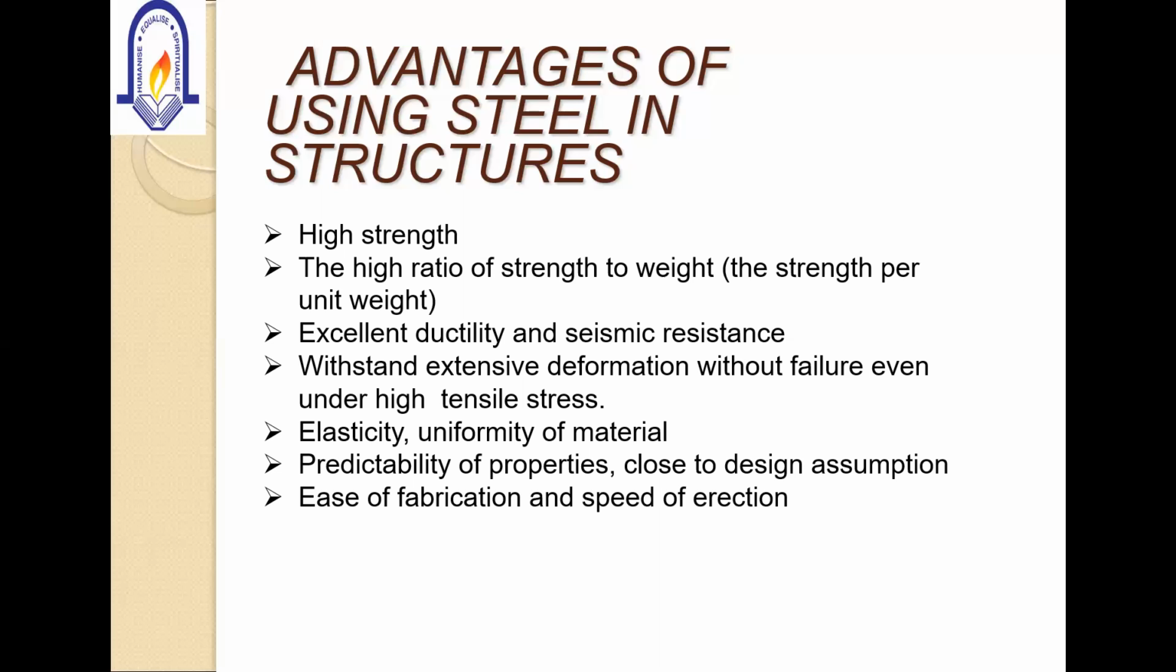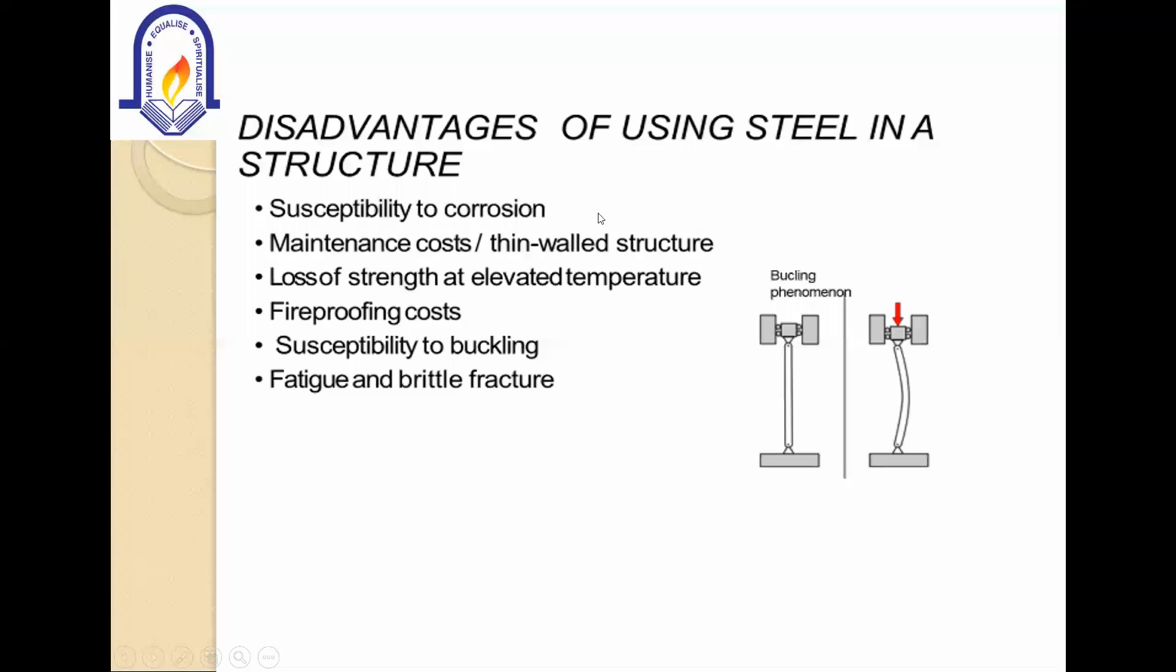But with the advantages, there are some disadvantages too for steel structures. So we will see what the different disadvantages are of using steel structures. The main important disadvantage is that of corrosion.